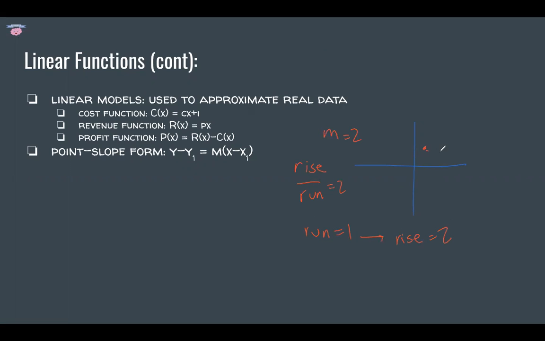So if run is 1, that's 1 right there. Oh, that's a big one. If this is 1, then this is the rise, 2. So we found another point. So then we can connect these points to form a line. Voila, this would be the graph. And this is how you graph a point slope form.